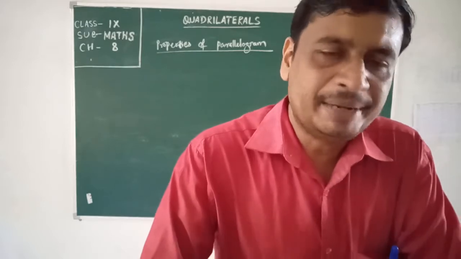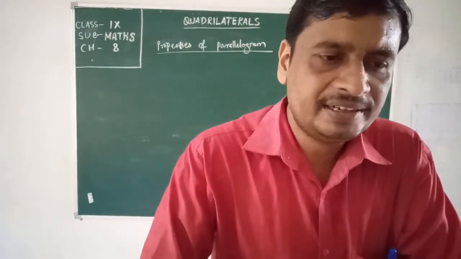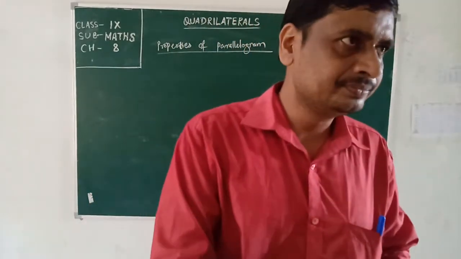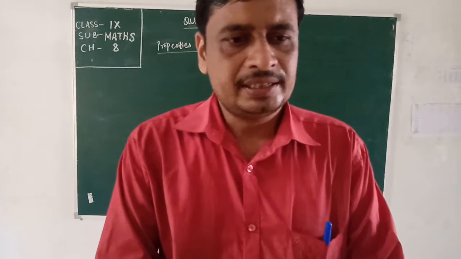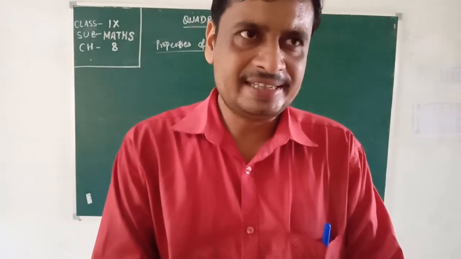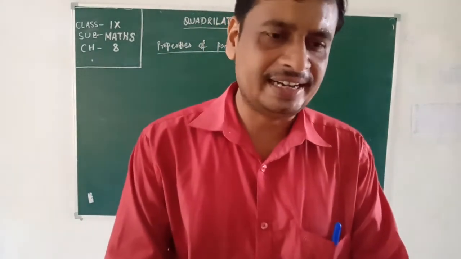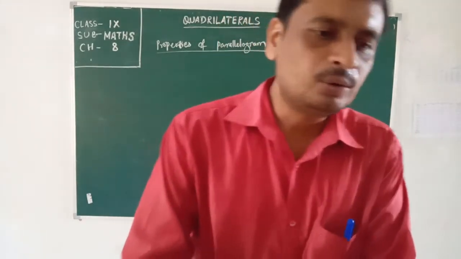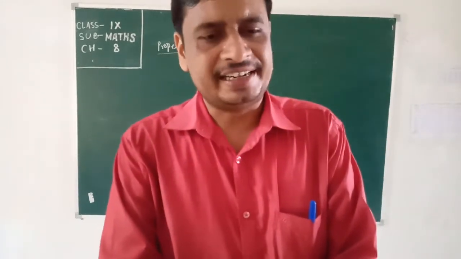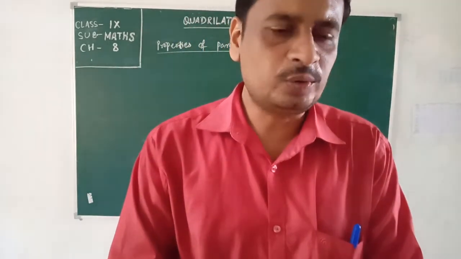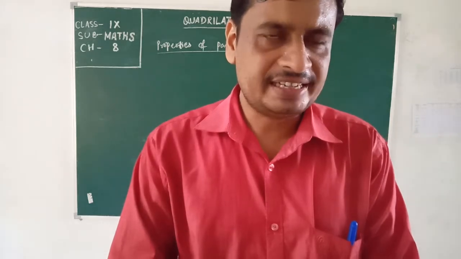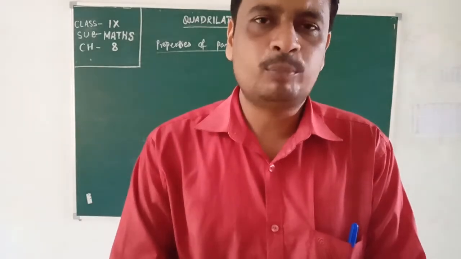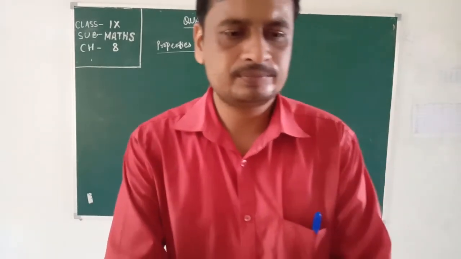You cut a parallelogram from a sheet of paper and cut it along one of its diagonals. What do you observe there? We'll get two triangles. If we place one triangle over another, then we'll observe both the triangles become congruent. Both the triangles coincide with each other. So we say both the triangles are congruent.